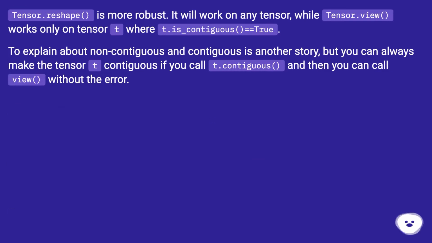Tensor.reshape is more robust. It will work on any tensor, while tensor.view works only on tensor T where T.is_contiguous() equals true. To explain non-contiguous and contiguous is another story, but you can always make the tensor T contiguous if you call T.contiguous(), and then you can call view without the error.